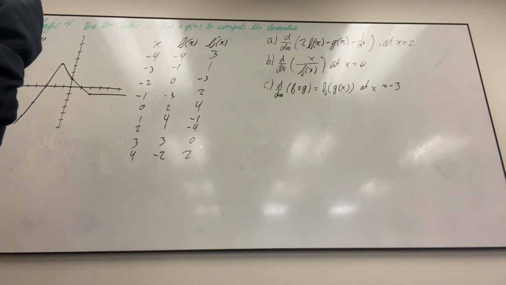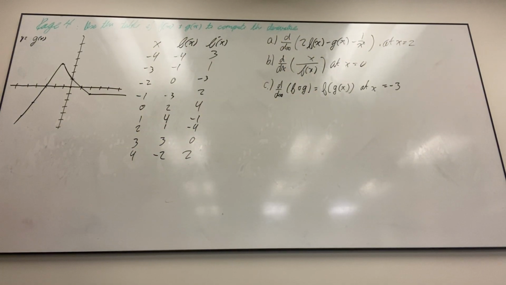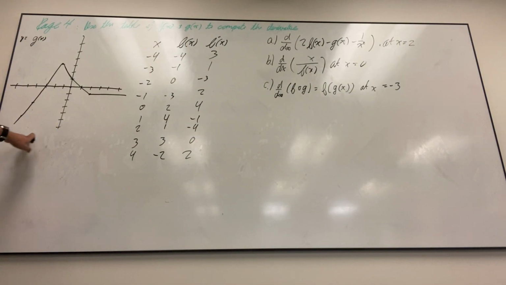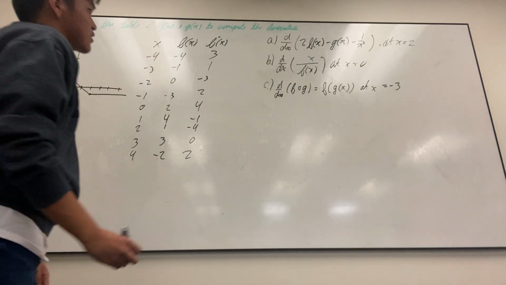Okay, it's page 4, this is exam 2 again. Use the table of f of x and g of x to compute the derivative. So here's our table for f of x. This is our graph of g of x. So our first question asks for the derivative.